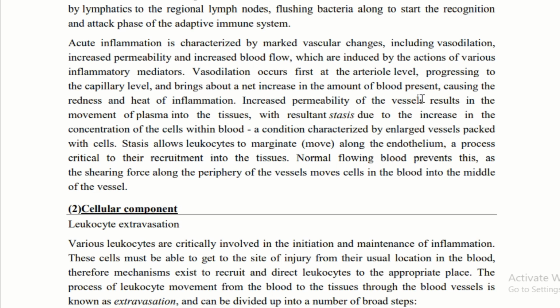Acute inflammation is characterized by marked vascular changes, including vasodilation, increased permeability, and increased blood flow, which are induced by the action of various inflammatory mediators. Vasodilation occurs first at the arterial level, progressing to the capillary level and bringing about a net increase in the amount of blood present, causing the redness and heat of inflammation. Increased permeability of the vessels results in movement of plasma into the tissue with resultant stasis due to the increase in concentration of cells within the blood, a condition characterized by enlarged vessels packed with cells.